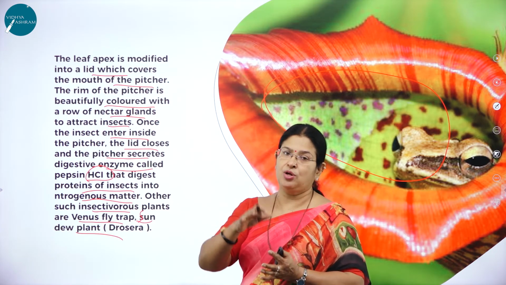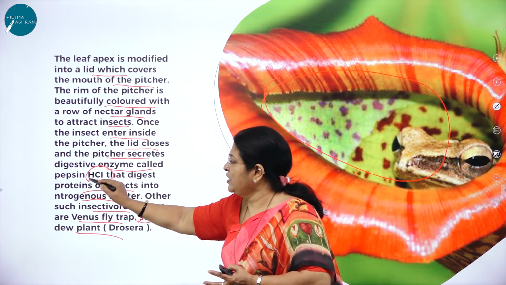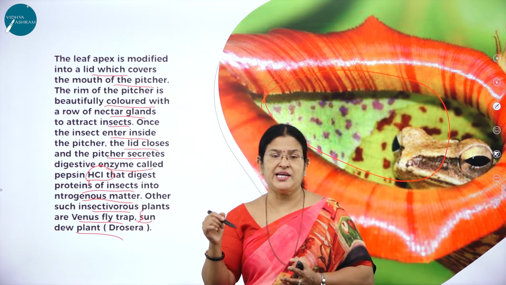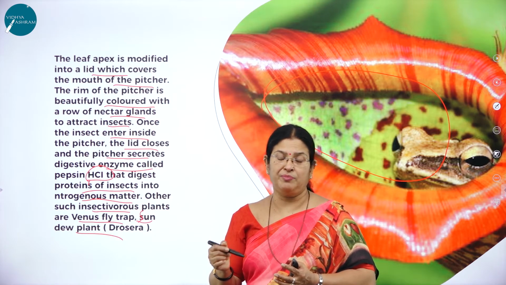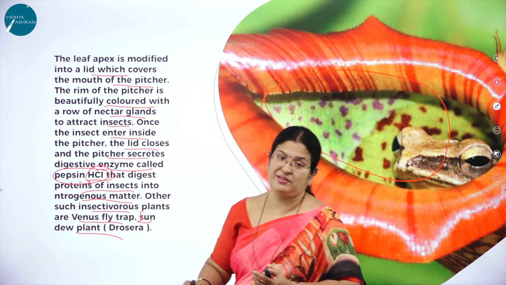The lid will close and the digestive enzymes like pepsin, that is HCl, will digest the proteins of the insect. So the necessary digestive enzyme should be secreted by the plants. If not, the insect body will not be digested. See how beautiful, even the plant secretes enzymes like this.